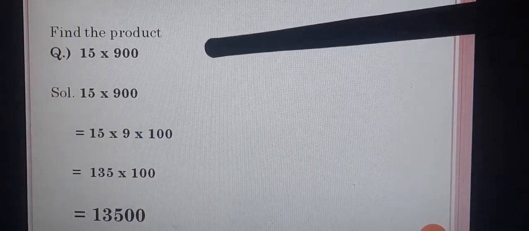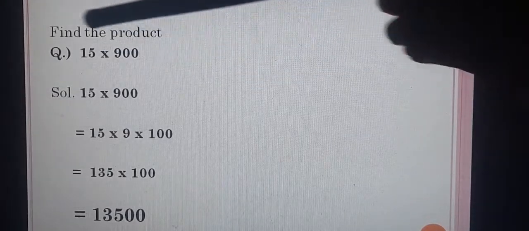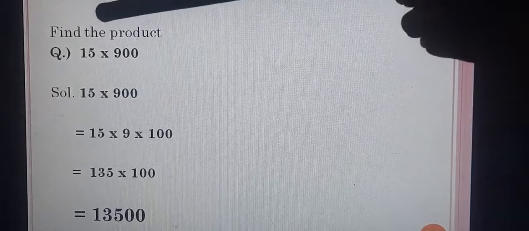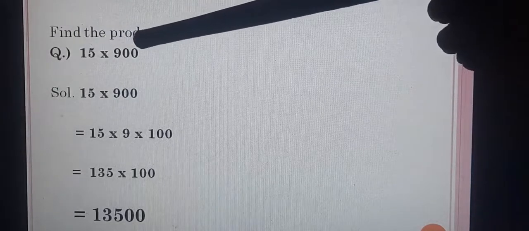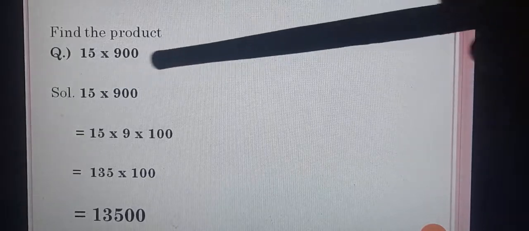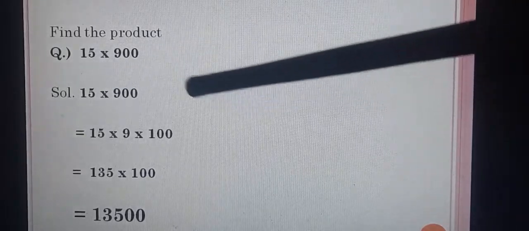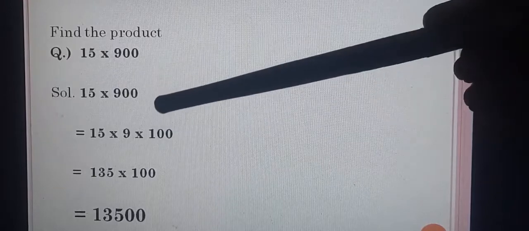Now see this practice question. Find the product. 15 multiply 900. Now you can easily observe that if we multiply 15 with 9, then we will get the product, and with that product to the right side we will write down 2 zeros. So it can be done in the same way as we have discussed the previous property.